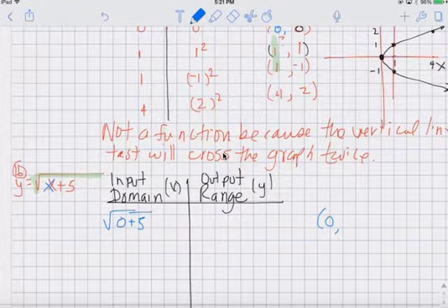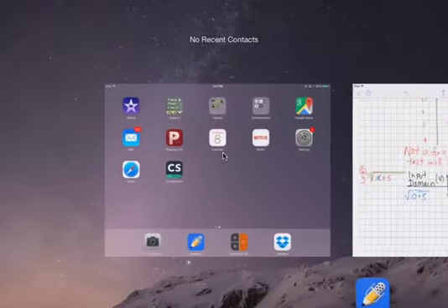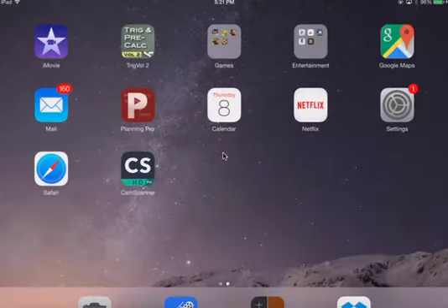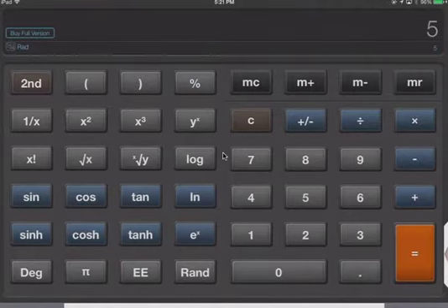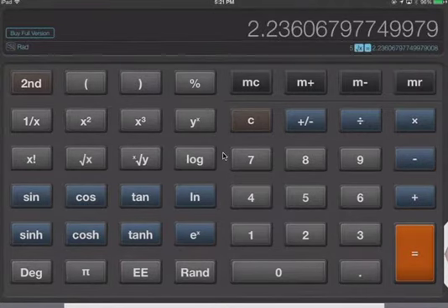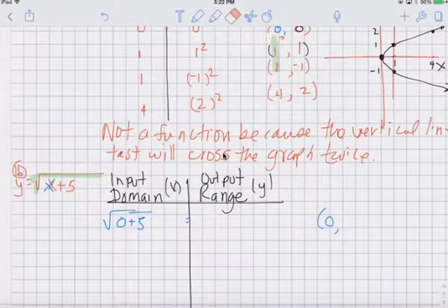It doesn't create a perfect square equals y, but you can use a calculator. Square root of 5 equals 2.2. Let's round it to the nearest tenth. 2.2.